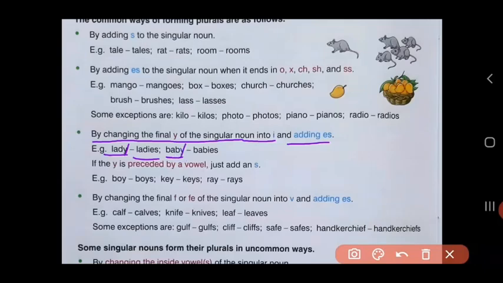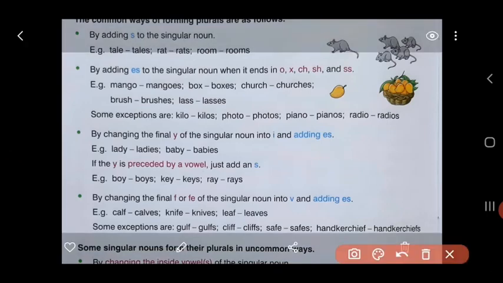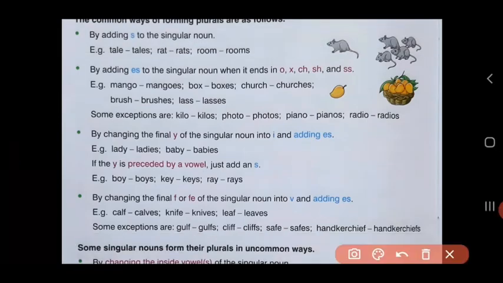Second example, baby. Again it ends with Y. So remove Y, add I and ES. So babies. In this, there is one more rule, children. If the Y is preceded by a vowel, then you just have to add S. That means before the Y, if there is a vowel, then you don't have to change it to IES. You have to only add S.